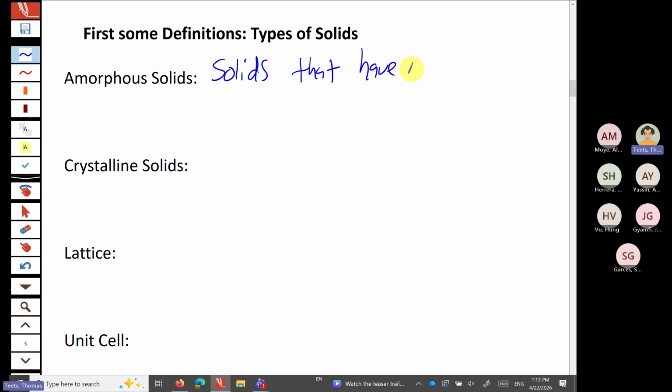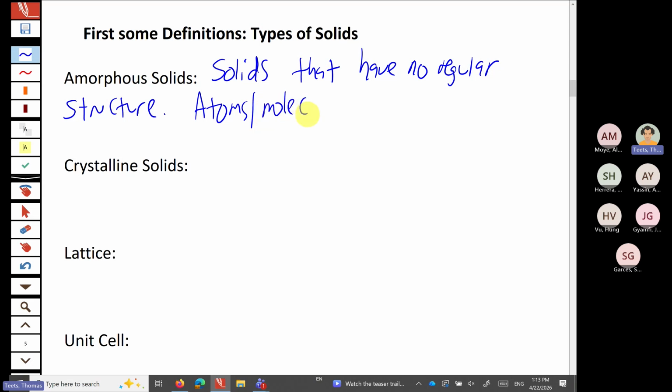They're held together by intermolecular forces, as we've already talked about, but there's no regular way that those are arranged in that solid. They're just kind of randomly piled together. So what it's made up of depends on what type of substance it is, whether it's an element made up of atoms or an ionic compound made up of ions, or there are different types of these substances.